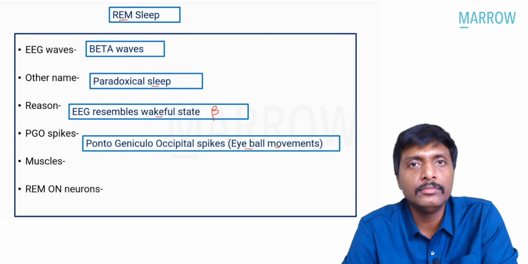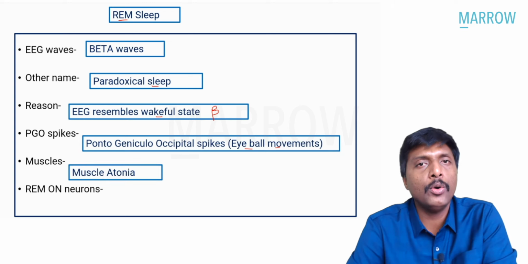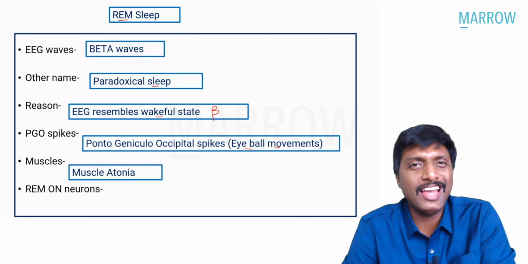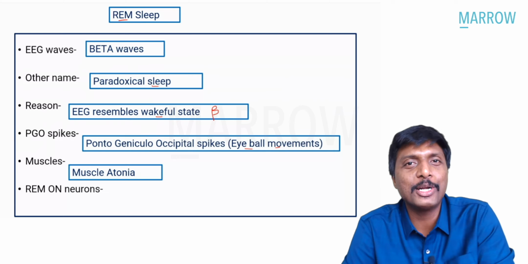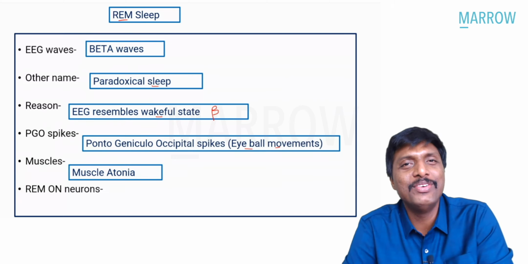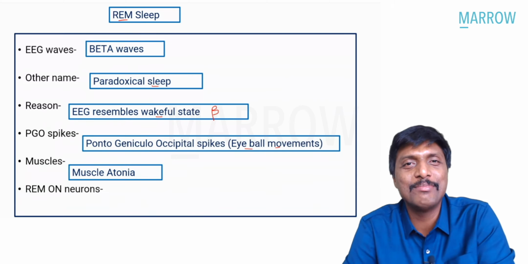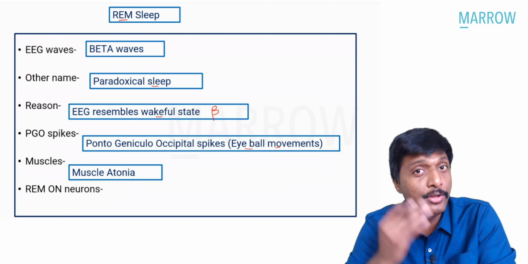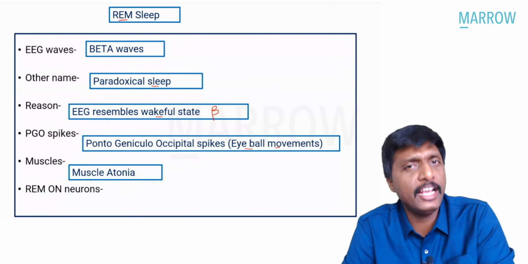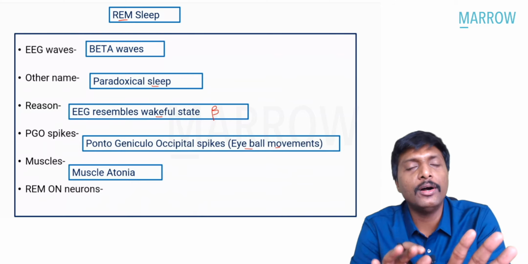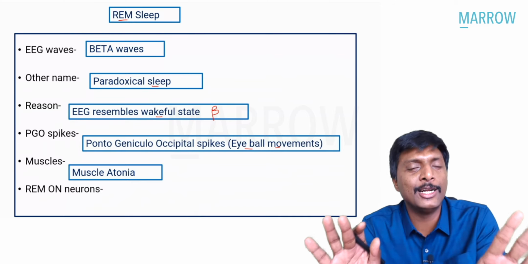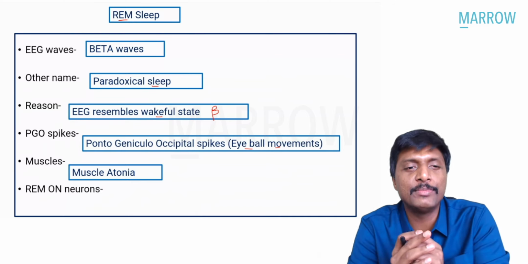Muscles, we know, all the muscles in body undergo atonia, flat EMG. Not all muscles. If this most important muscle undergo atonia, you will die during sleep. What is that muscle? Diaphragm. And your eyeball muscles, they are exceptions. They will never undergo atonia. Sparing this too, all the other muscles in body in general undergo muscle atonia during REM sleep.